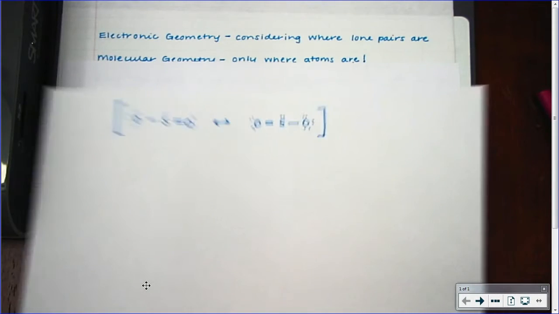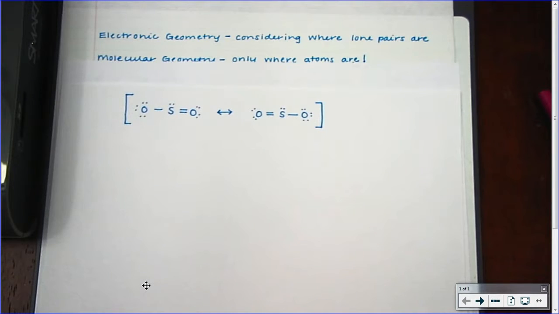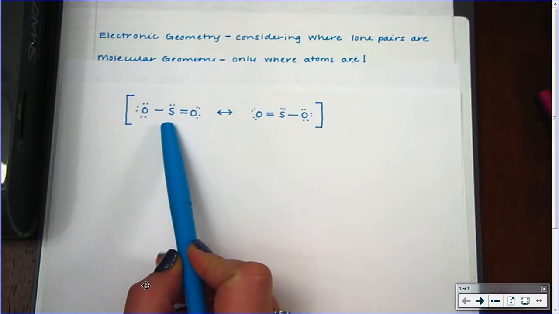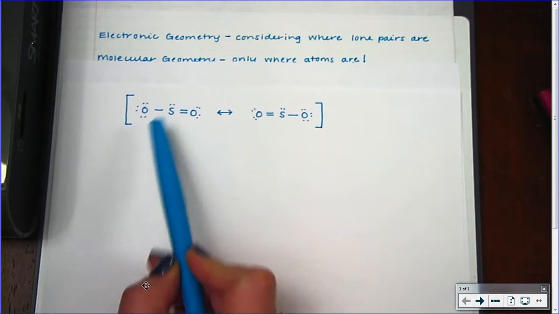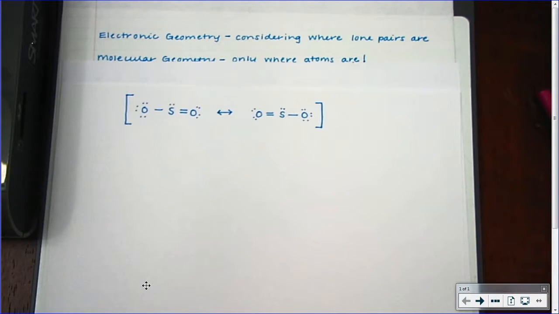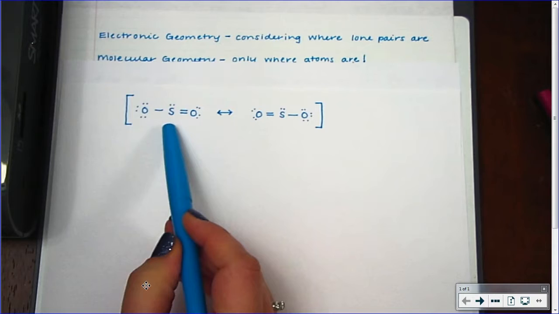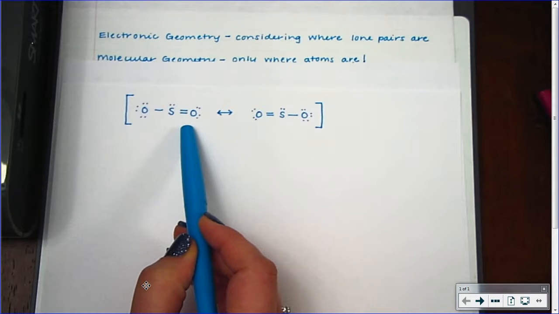So let me give you an example of this that we've already looked at when we did our Lewis structures. Here are two resonance structures of SO2, and you can see here on both structures that the S in the middle has not only bonds, but it also has these two dots or electrons above it. When we're looking at the electronic geometry, we're going to care about all of the lone pairs that are on this structure, whereas with the molecular geometry, we only care about the sulfur and the two oxygens that are connected, and that's what we'll be able to draw.